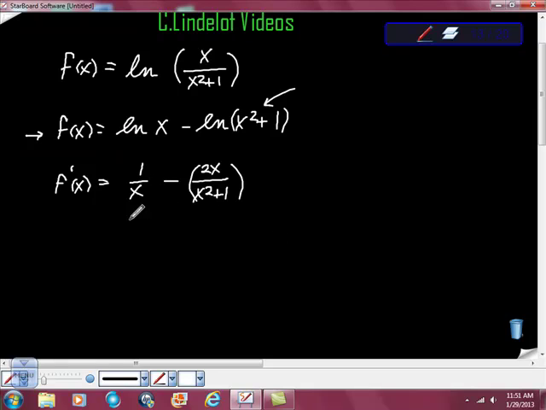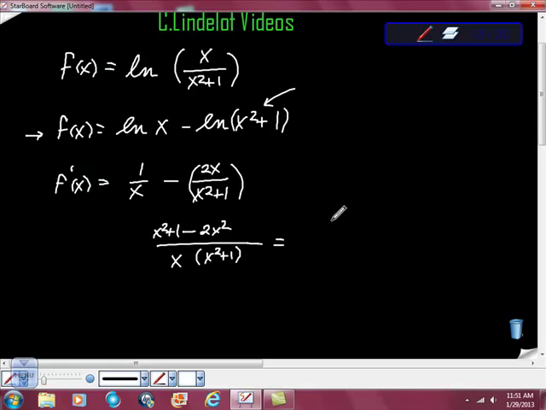They're going to make you add these two fractions together. So my new common denominator is going to be x times x squared plus 1. This 1 right here, this whole side, is going to get multiplied by x squared plus 1, which gives me x squared plus 1. This negative sign is this one, but we're going to have to multiply this whole side by x over x. If we multiply this negative 2x times x, we'll get negative 2x squared, won't we?